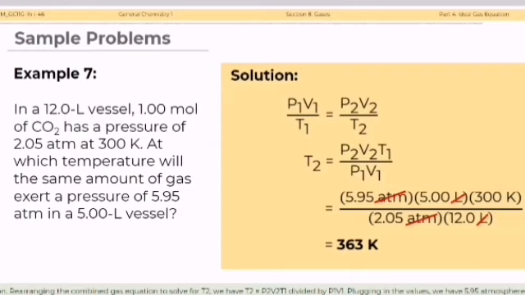Solution. Rearranging the combined gas law to solve for T2, we have T2 is equal to P2, V2, and T1 divided by P1 and V1. Plugging in the given values, we have 5.95 atmosphere times 5.00 liters times 300 Kelvin divided by the quantity of 2.05 atmospheres times 12 liters. Cancelling the units and simplifying, we obtain T2 is equal to 363 Kelvin.